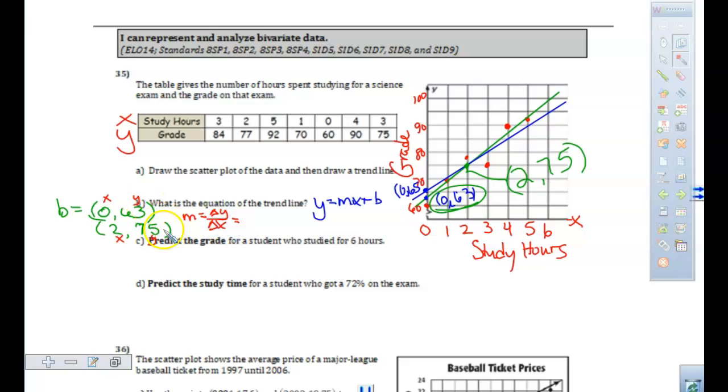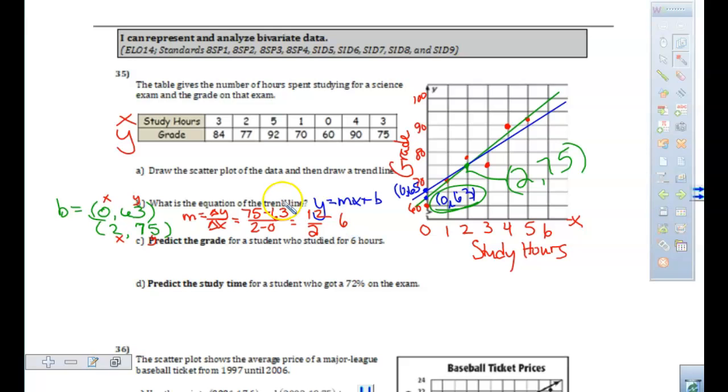So when you subtract the y's, we take 75 minus 63, and 2 minus 0. So I have 2 in my denominator. 75 minus 63 gives us 12. My last class, it came out to 5.6 repeated. This one comes out to a slope of 6.